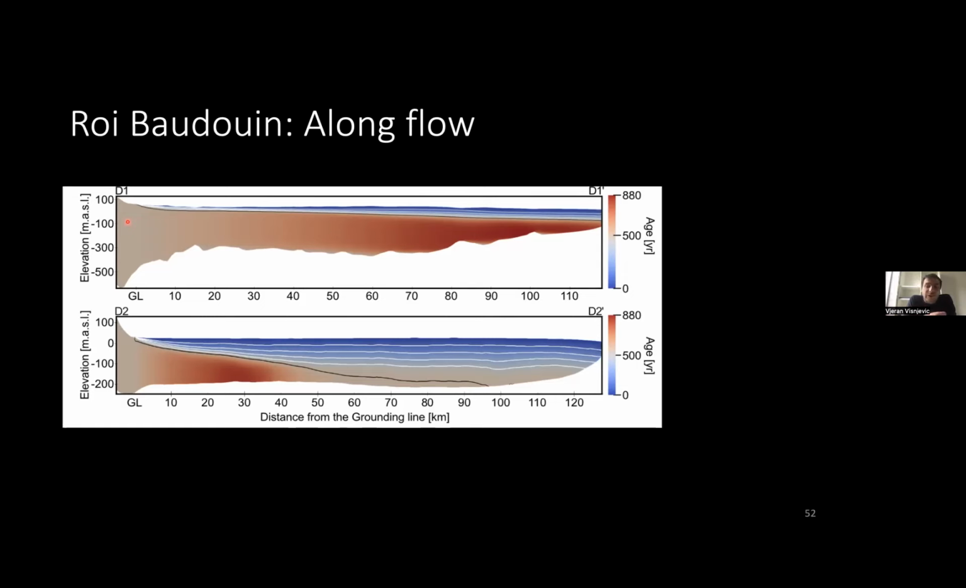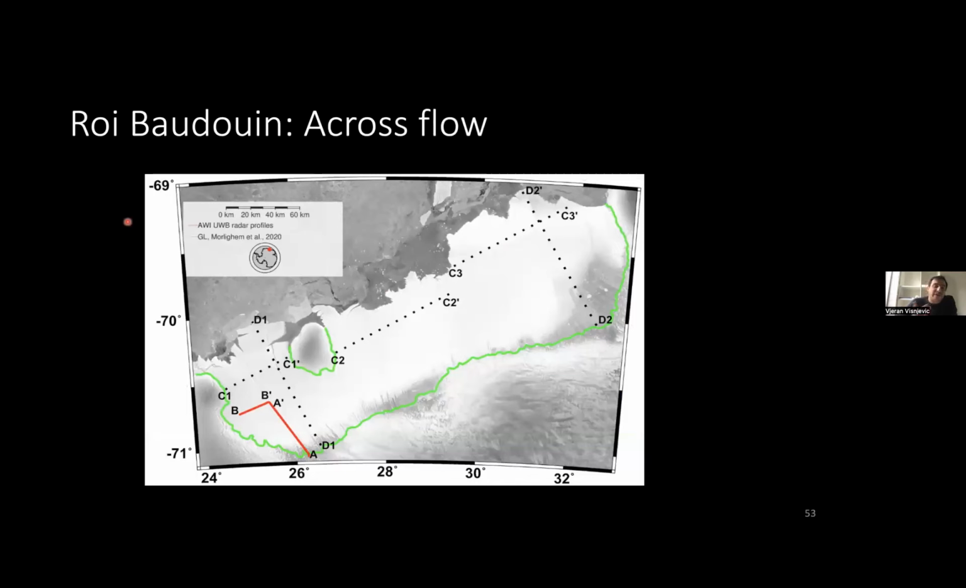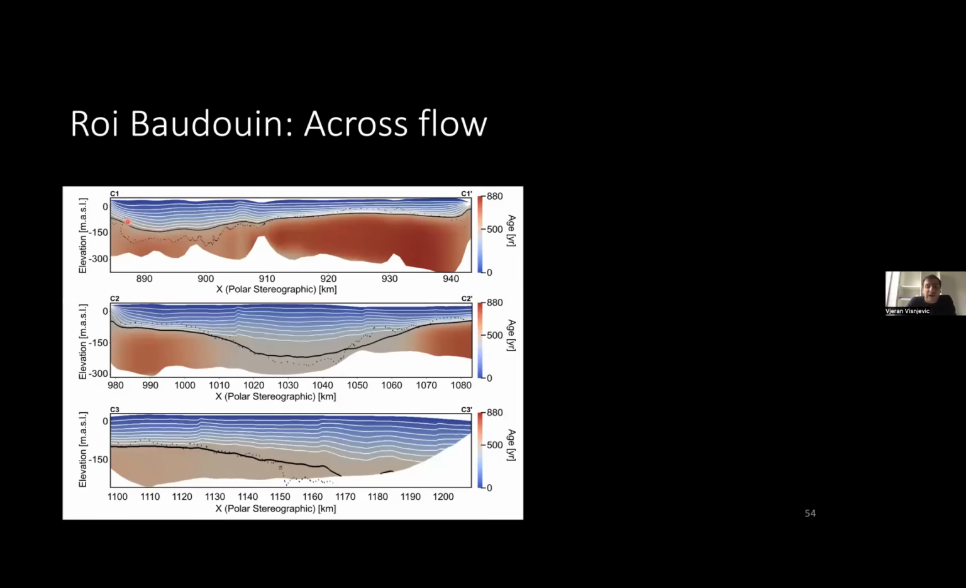So the layers themselves are different, and the LMI is higher on one side and lower on the other one. We see this even better if we look at the C1, C2, C3 cross sections, where we can see that depending on the side of the ice shelf, we have very different flow regimes, and that's very interesting and something that we should keep in mind.